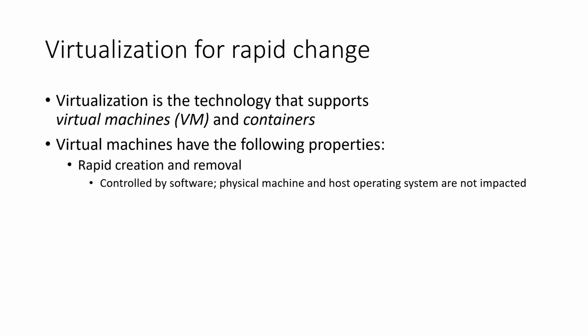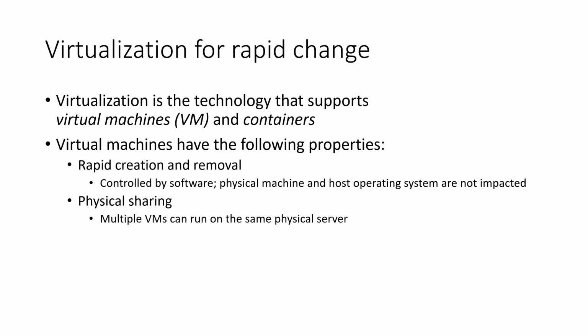Virtual machines and containers have the following properties. First, creation and removal is very fast, and it's fast because it's entirely controlled by software. Running a virtual machine on a server is just like running a program on our computers. You can start the program, close the program, start the program, close the program. It's just the same with virtual machines on servers, and this starting and stopping is controlled by software. So the physical machine, the server, and the operating system like Linux or Windows running on the server is not impacted in any way when we create or destroy a virtual machine.